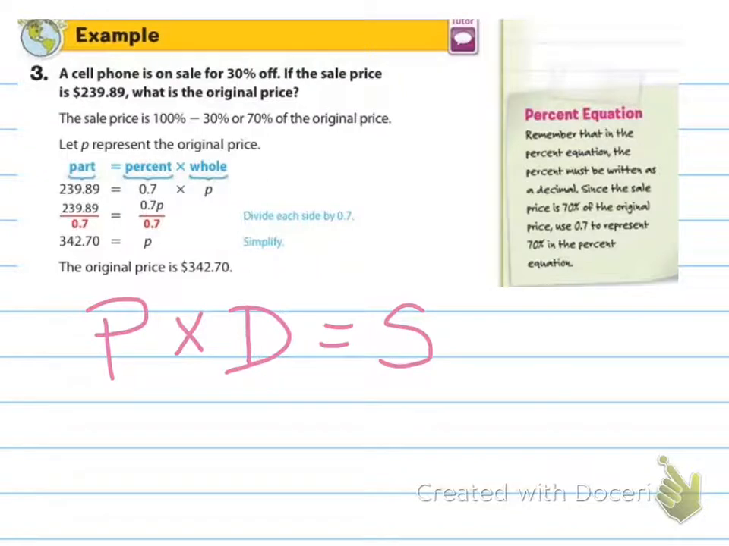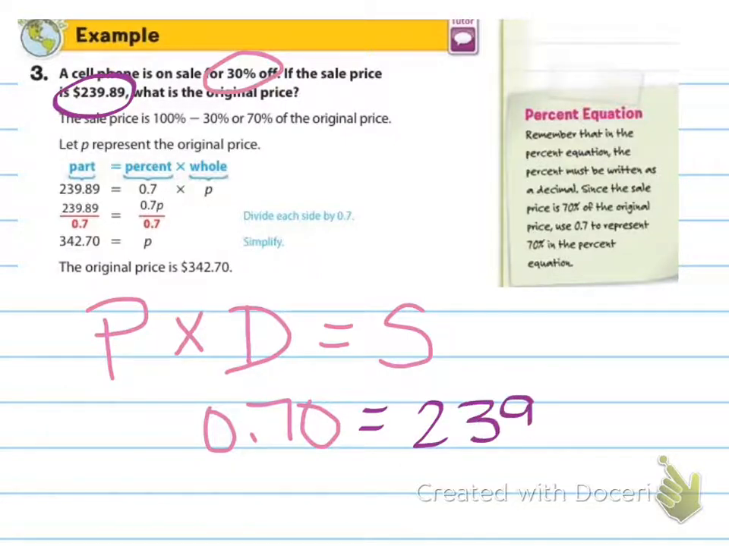So here's what they're giving me. They're giving me the discount of 30%. Now, I know that means I would have multiplied it times 0.70, so I'm going to change that to 0.70 right now. So this is the 30%, and I changed it to 70. Then they're giving me the sale price, so on this side of the equal sign, I'm going to enter 239.89. The only thing I don't know is the price that it started with, the original price, so I'm going to leave the variable P for the price that I don't know.